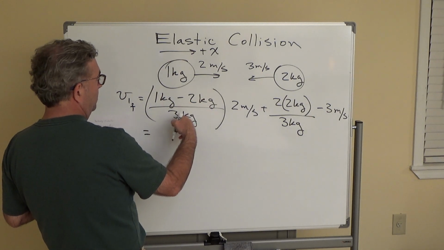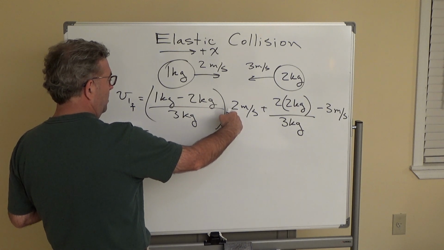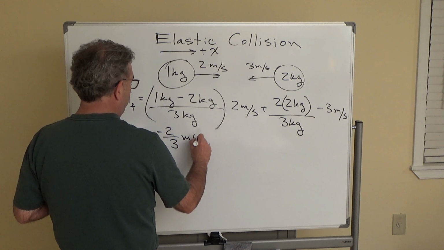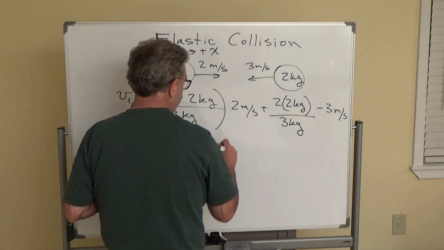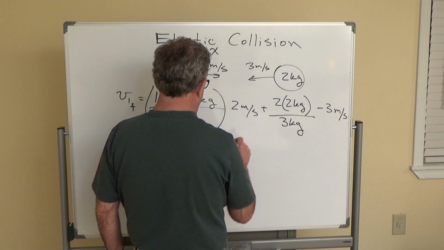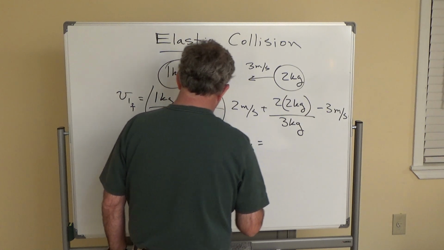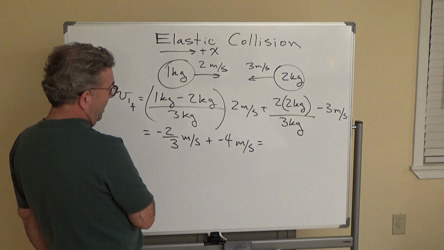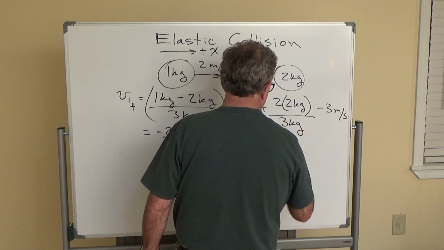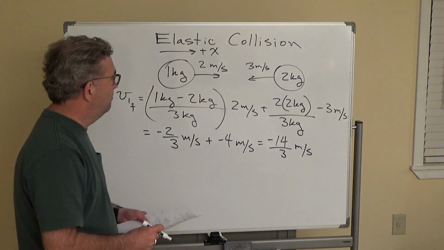So this is negative 1/3 times 2 meters per second. So that's negative 2 over 3 meters per second. Plus, the 3's cancel and you get a negative 4 meters per second. And that works out to be negative 4 2/3. So that's negative 14 over 3 meters per second. That's V1 final.